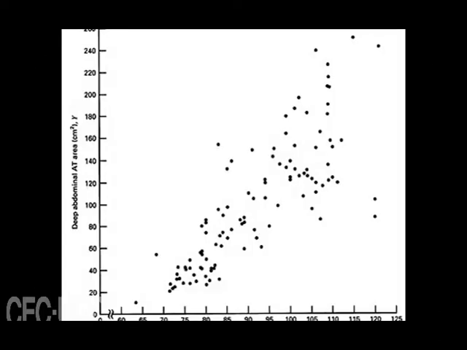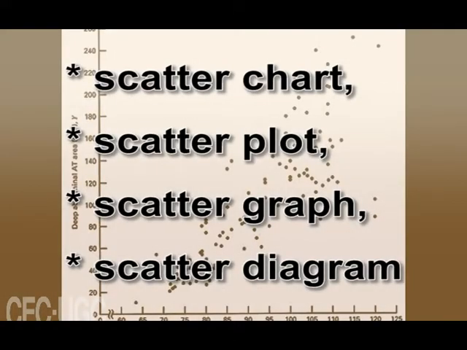The data is displayed as a collection of points, each having the value of one variable determining the position on the horizontal axis and the value of the other variable determining the position on the vertical axis. This kind of plot is also called scatter chart, scatter plot, scatter graph and scatter diagram. These are all the different names of scatter diagram.